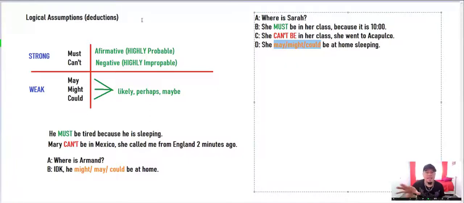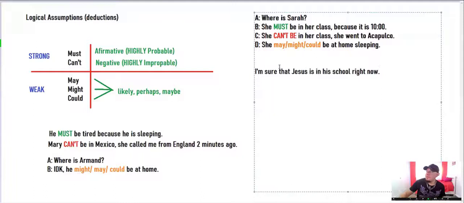What happens in this case, guys, is that we normally interchange some phrases with modal verbs. What do I mean with this? Imagine that we say something like, I don't know, Jesus, let's say, I'm sure that Jesus is in his school right now.